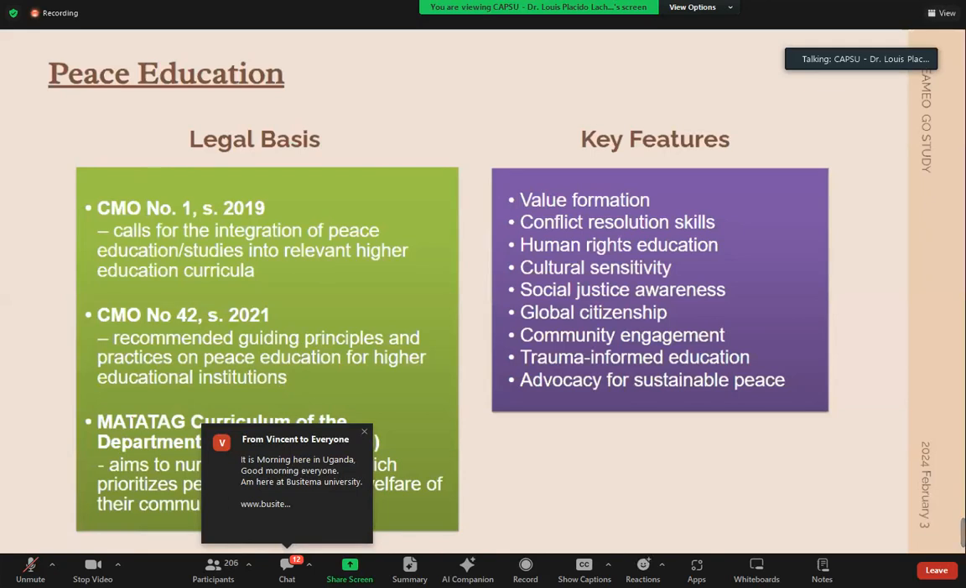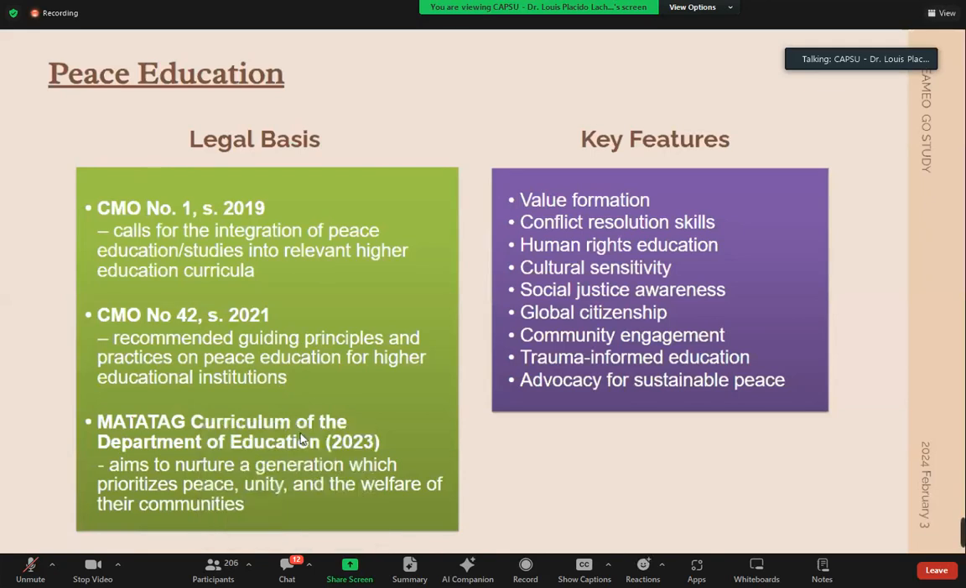the Department of Education, aims to nurture a generation which prioritizes peace, unity, and the welfare of their communities. So the key features of peace education in the Philippines include value formation, conflict resolution skills, human rights education, cultural sensitivity, social justice awareness, global citizenship, community engagement, trauma-informed education, and advocacy for sustainable development.